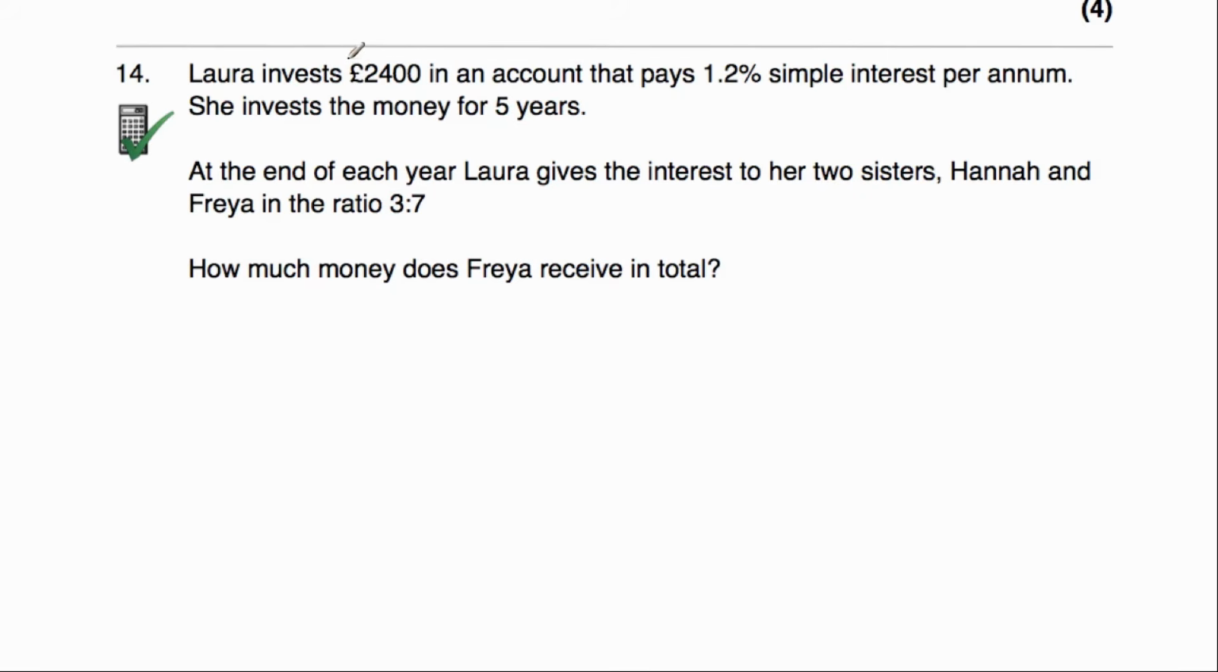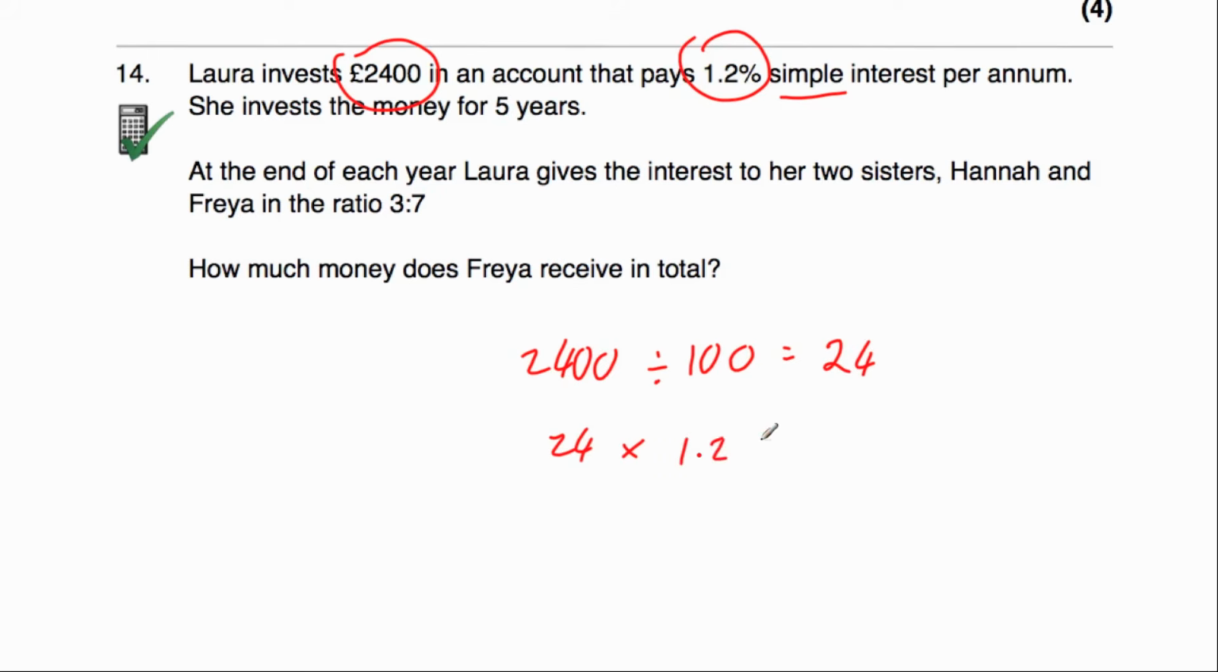So first of all, Laura invests £2,400 in an account paying simple interest of 1.2% each year. So if we work out 1.2% of 2,400, we'll work out how much money Laura earns every single year in interest. So 2,400 divided by 100, that's 1%, which is equal to 24. So we know 1% is equal to 24. Now if we take our 24 and multiply that by 1.2, we'll find how much money she earns in interest every single year. So 24 times 1.2 is equal to £28.80.